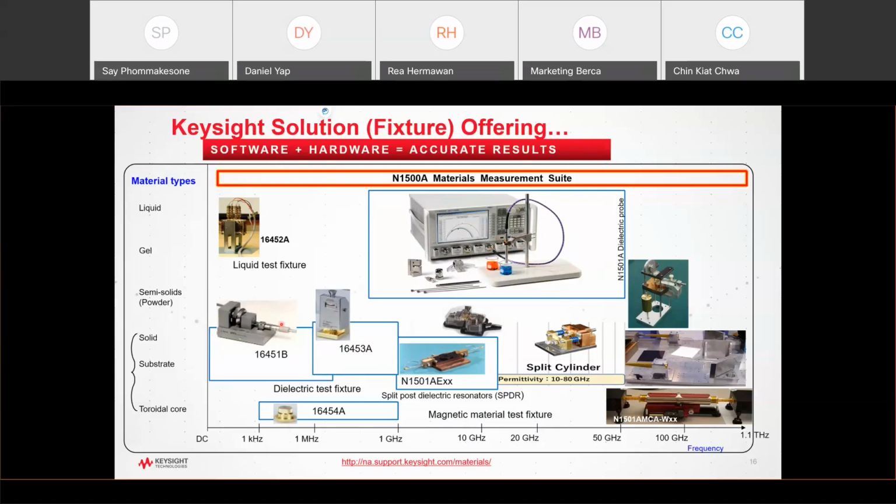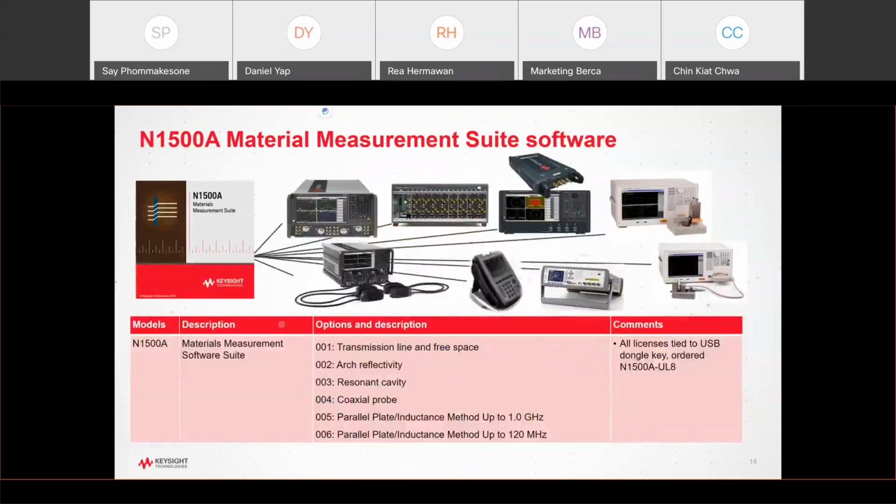Okay, Sai. Another question from Pak Yohanes Galih. They said they just use the trial version of the N1500A software, and there is an air gap correction feature. Is it able to eliminate the dispersion that you already mentioned before?